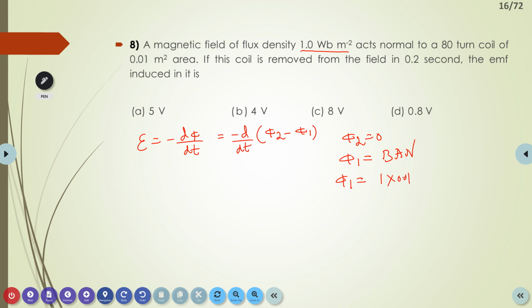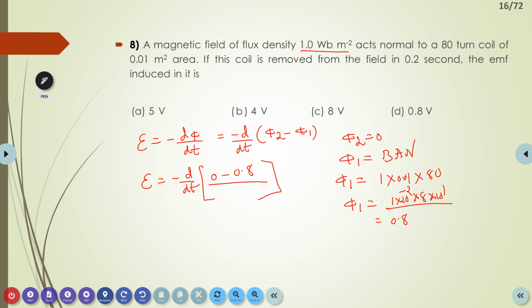0.01 into number of turns, 80. Substitute this: phi 1 equals 80 into 0.01, then you are getting 1 into 10 to the power of minus 2 into 8 into 10 to the power of 1. Better to always write 10 to the power, so that it becomes 0.8. Now I will substitute E equals minus d by dt of 0 minus 0.8. This is equal to minus 0.8 divided by, what is the timing here? 0.2 second.